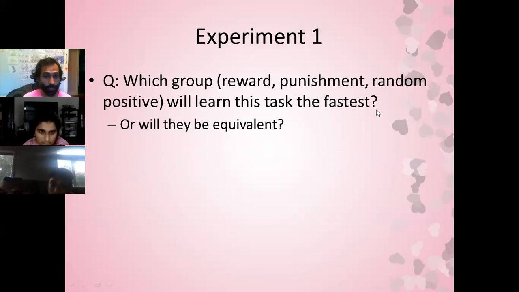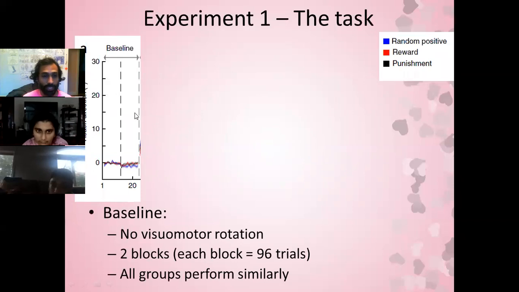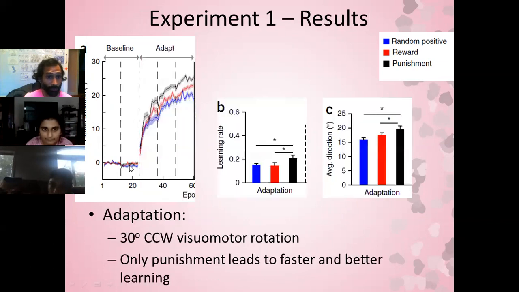Okay, so which group is going to learn the task the fastest, reward or punishment? What we see here is, this graph is a little bit different. On the x-axis is trial, and on the y-axis is reach direction. In the beginning, it's a baseline. There's no rotation. The person is just trying to reach forward. You can see all the groups, the random, the reward, the punishment, are all pretty good at reaching that origin. And then what happens is they apply that 30-degree rotation. So now they have to learn to reach 30 degrees in order to go straight.